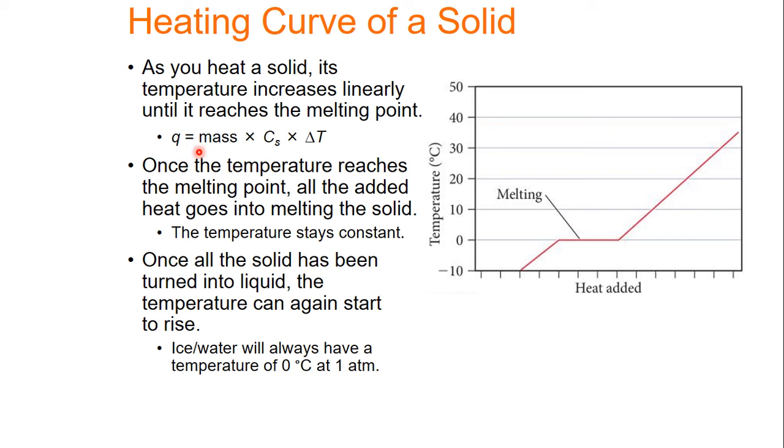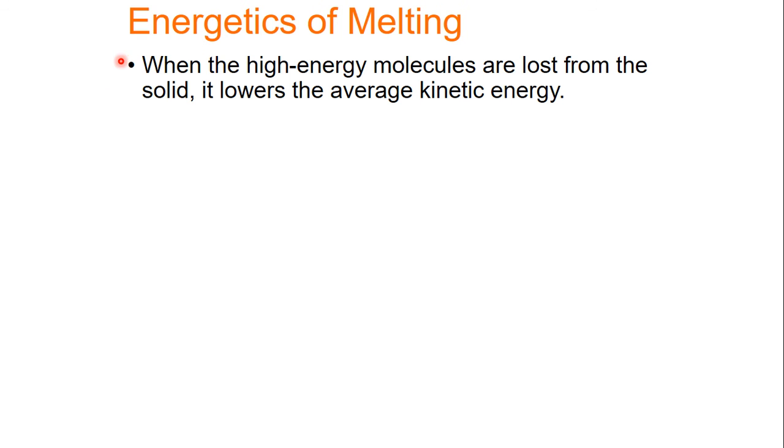And remember, our equation for this process is Q equals mass times Cs times delta T. Heat equals mass times heat capacity times change in temperature. Until all of our solid turns into liquid, ice water will never go above 0. Ice will never go above 0 degrees centigrade. So if you have a glass of ice water and it's stable, the ice isn't melting, then that water is 0 degrees.